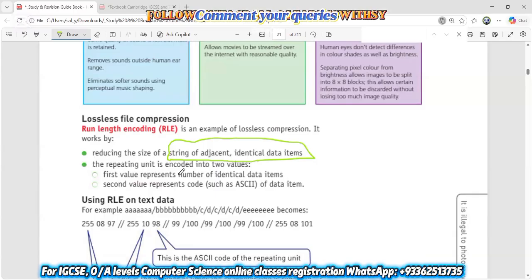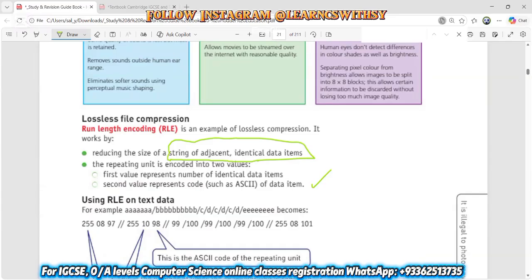It is going to do this by encoding in two values. The first value will represent the number of identical items. How many times is it occurring? Its occurrence. And the next value will be the value. Like for example, if it's an ASCII value, the ASCII value will be there. If it's a picture, then it will be storing that picture value.